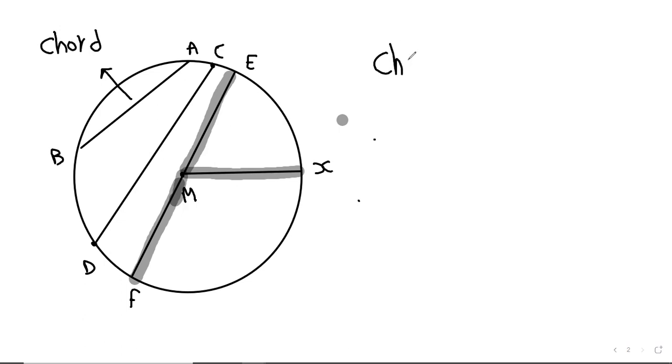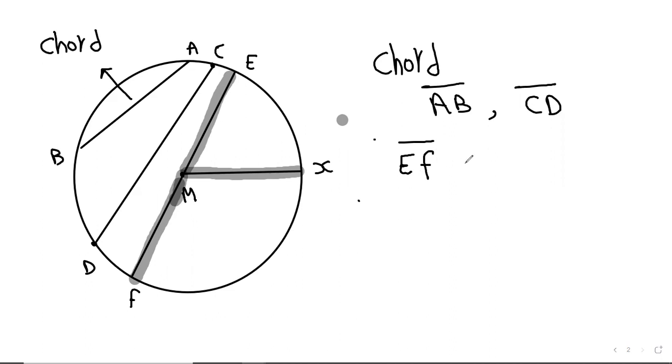So what is the definition of the chord? The chord is a line segment that joins between any 2 points on the circle, like AB is a chord, the line segment AB is a chord, and the line segment CD is a chord. Okay. What about EF? Also, EF is a chord. But if you focus on EF, you will find EF is passing through the center of the circle. If you find a chord passing through the center of the circle, we can call it a diameter.